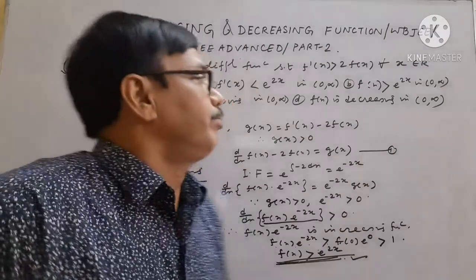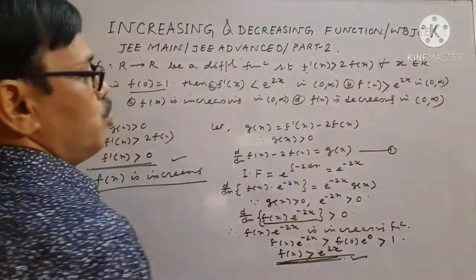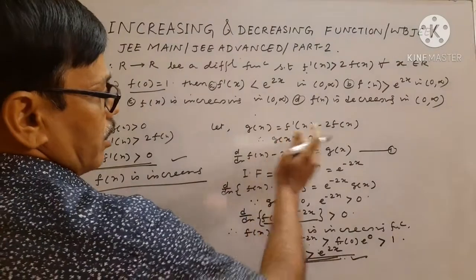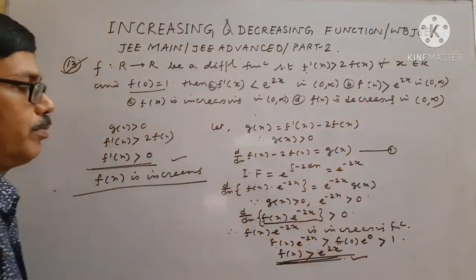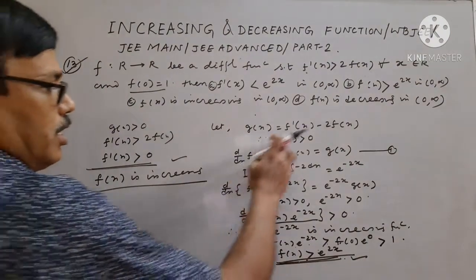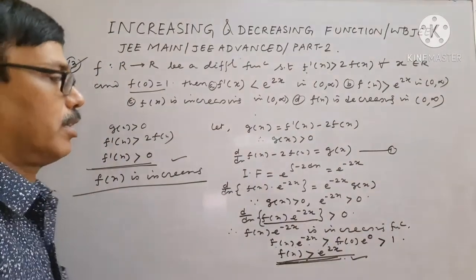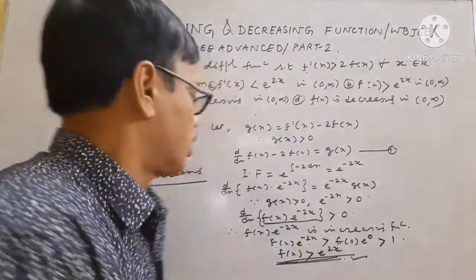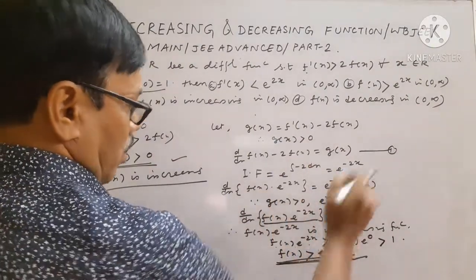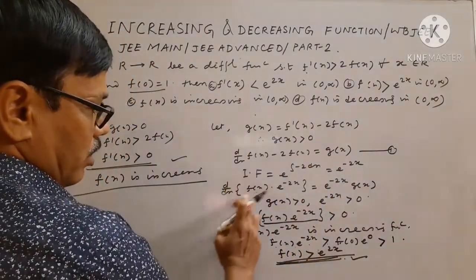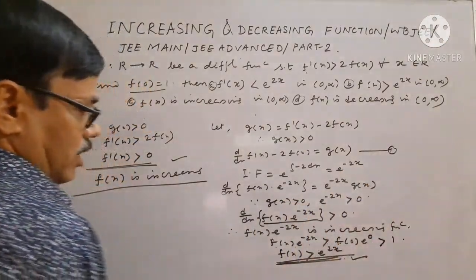So listen again. Here it is given f'(x) greater than 2f(x). So let g(x) equal this. So obviously g(x) is greater than 0. Now d/dx of f(x) minus this. So this is a linear differential equation. What is the integrating factor? e to the power minus 2x. So d/dx of f(x) times this equals e to the power minus 2x times g(x).